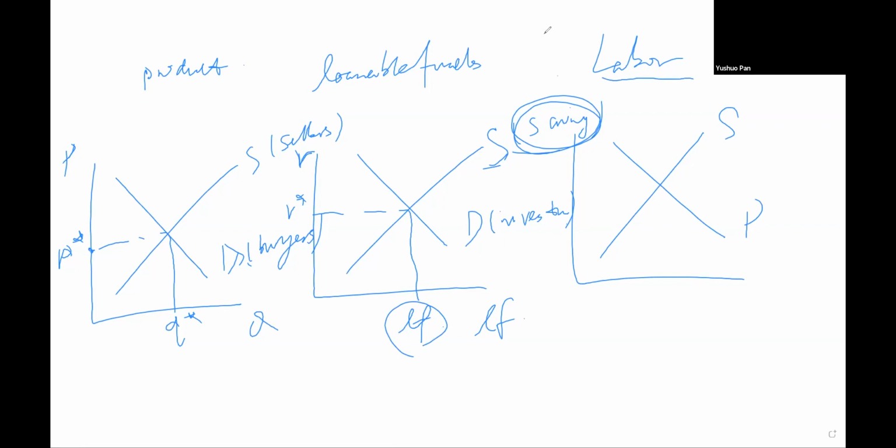The vertical axis is the wage, and the horizontal axis is the labor force. These three pairs are different, so please distinguish these three pictures. And in the labor market, the supply curve is the laborers.